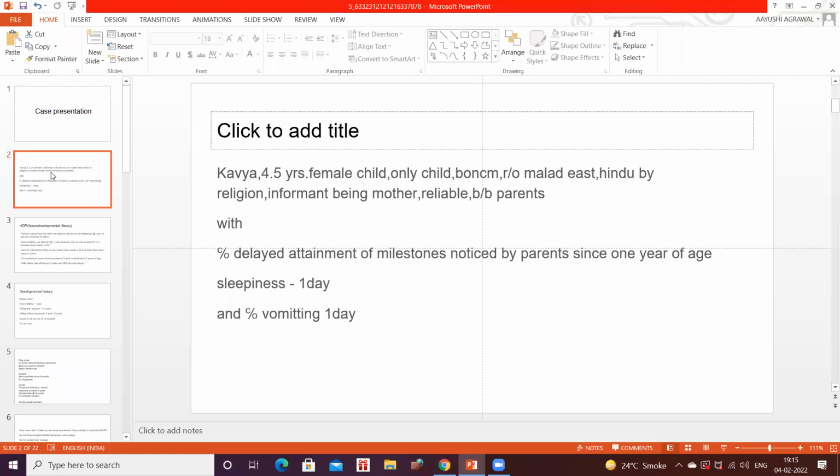Yes, Ayushi. Go ahead. So my patient is Kavya. She's a 4.5-year-old girl, only child born of non-consanguineous union, resident of Malad East, Hindu by religion, informant being mother, and she was brought by parents with complaint of delayed attainment.